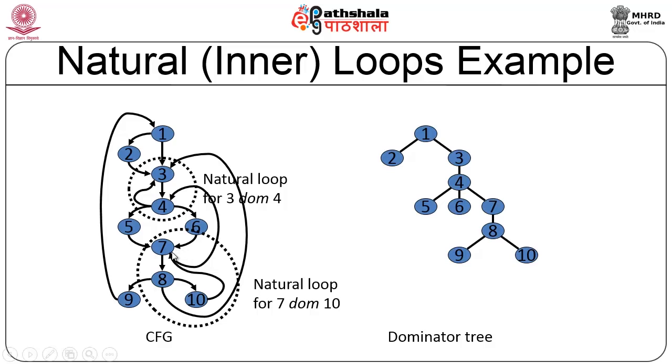So 10 has a back edge to 7. What will be in the path? 7 to 8, then 8 to 10, and then 10 to 7. So the nodes in the loop will be 7, 8 and 10. What will be the input? The input will be 10 to 7. I start with 10, its predecessor is 8, and then 8's predecessor is 7. So I will have 7, 8, 10 as part of the total nodes in the inner loop.